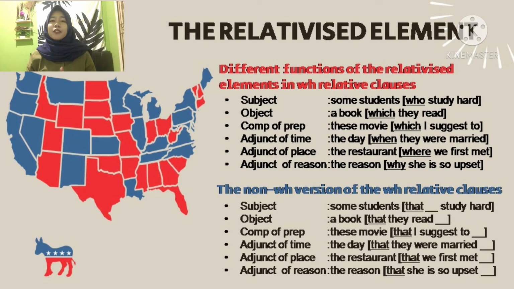But if you look at example number 1, some students that study hard. The subject in this case requires the relative pronoun, either a WH pronoun such as who or the pronoun that. So when the relative element is in the subject position, the relative pronoun has to be present. You cannot omit the WH pronoun or that pronoun in the subject position.